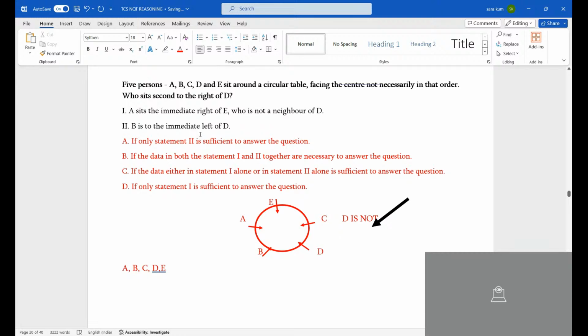The question is, who is second to the right of D? First right of D is C and second right of D is E. So when is it that you are able to get an answer? You are able to get an answer if the data in both statements 1 and 2 together are necessary to answer the question. This option. So this is the correct answer. You have to put both statements together to get it. Okay, right? So we'll move on to the next question, guys.